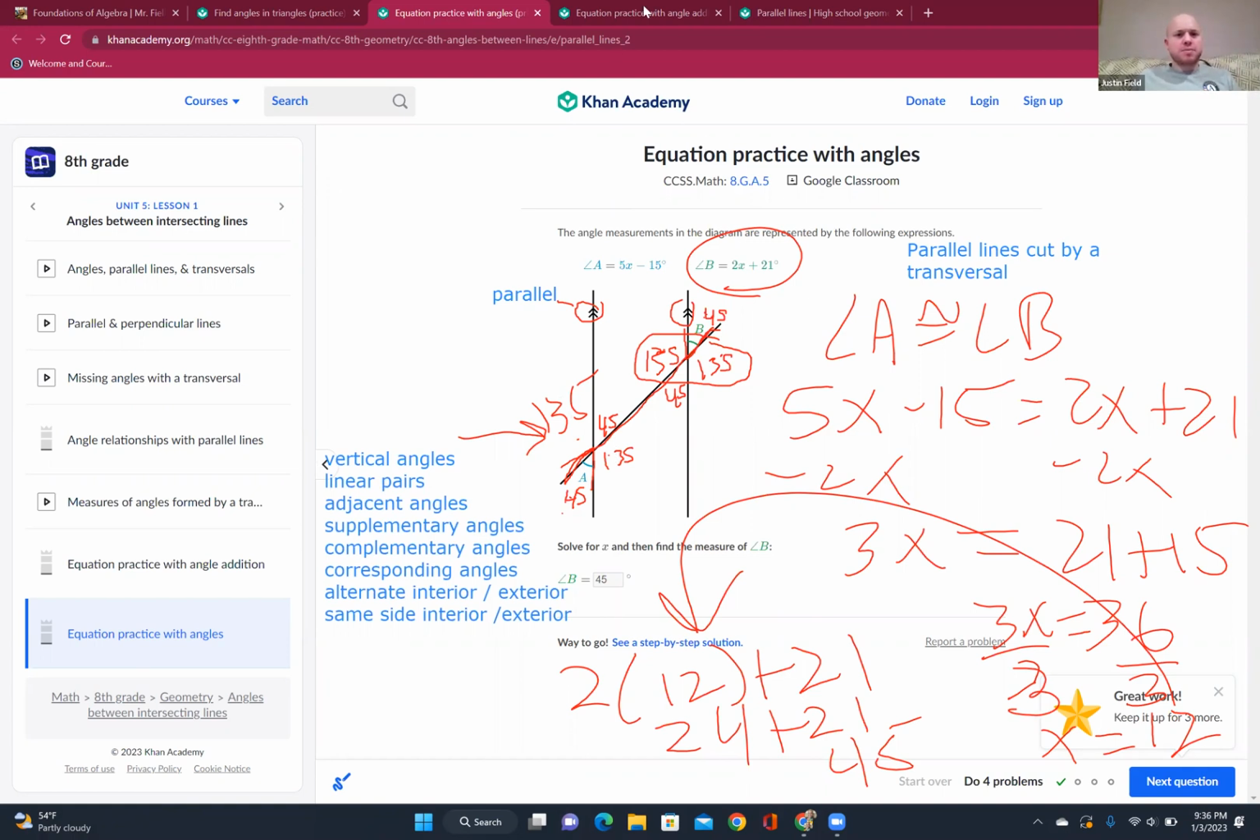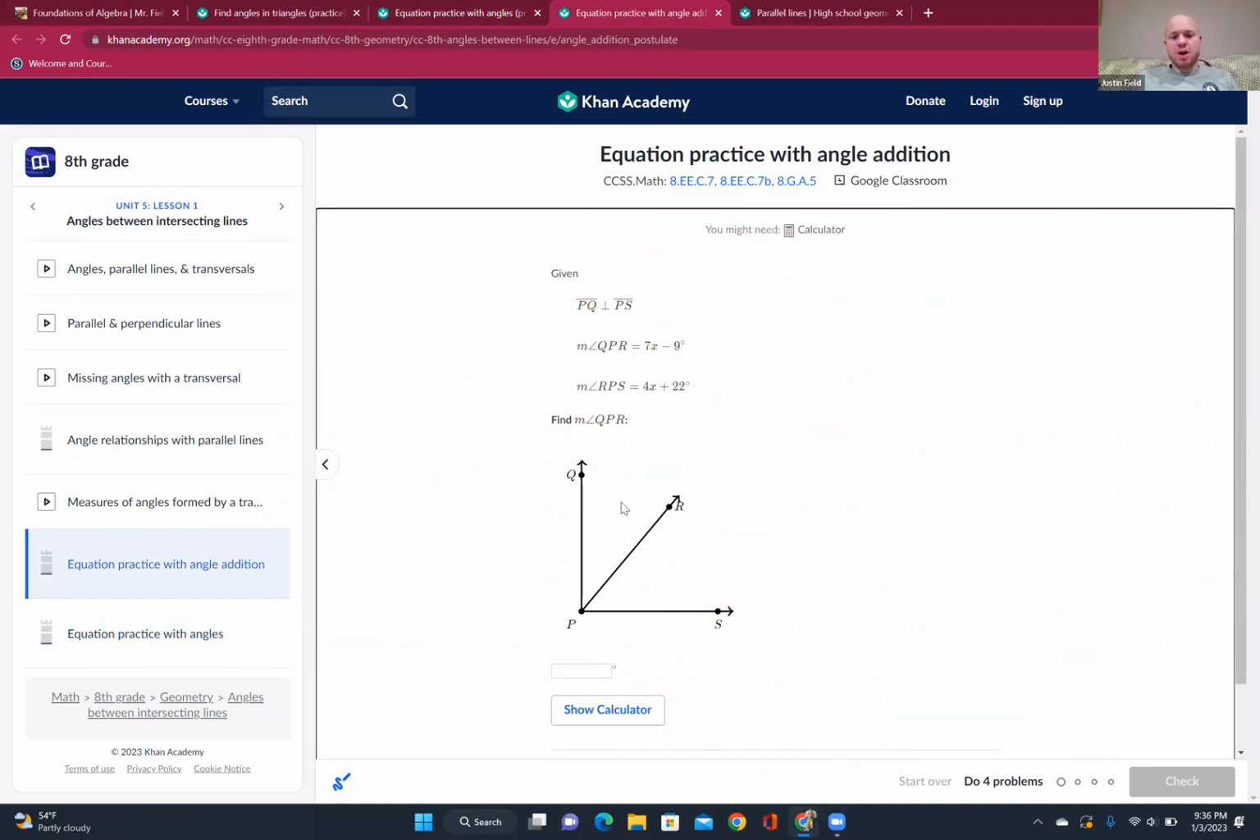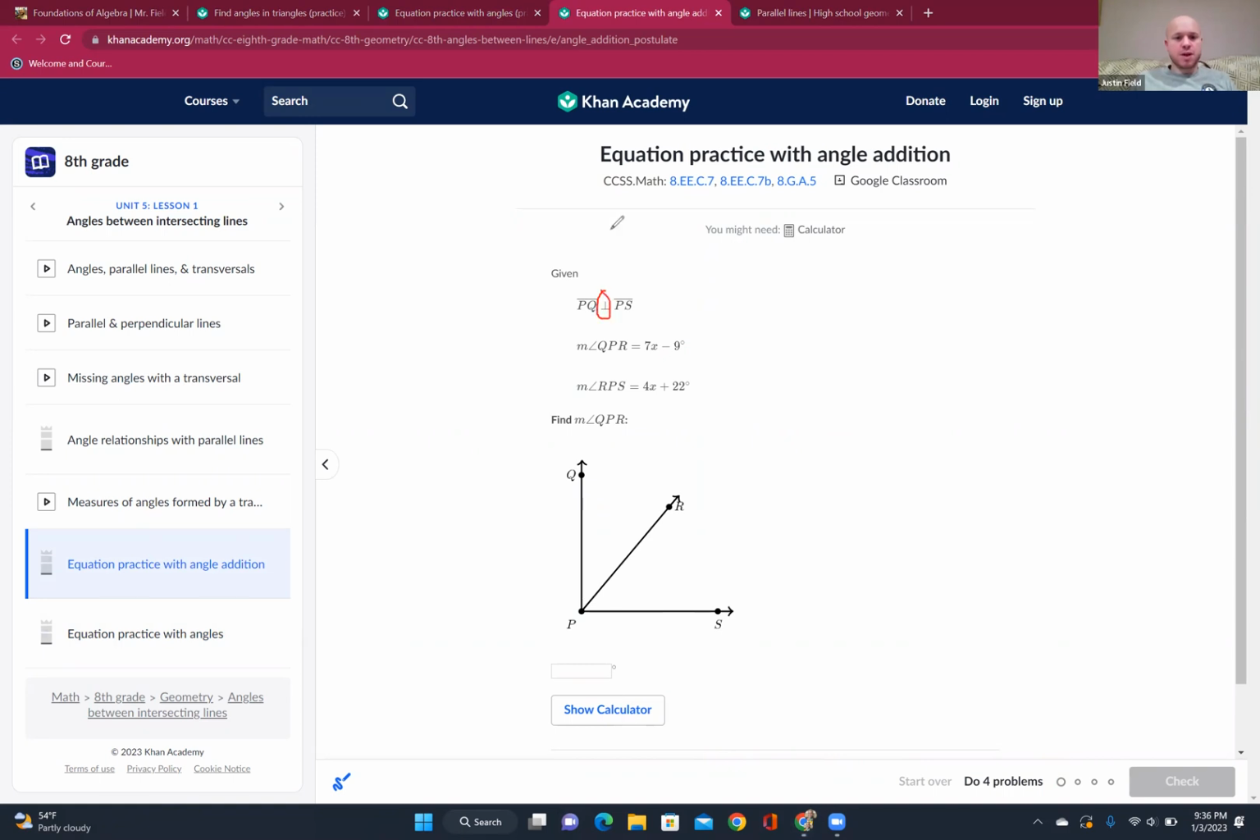All right, and so we are now moving on to these types of problems. So this is the same equations, but now we have some new symbols. So this symbol means, what does that symbol mean? Do you know? Perpendicular, which means 90-degree intersection.